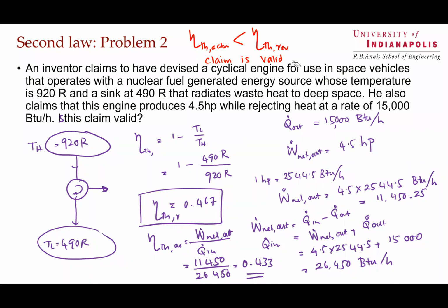So first we find the theoretical efficiency, and then we find the actual efficiency and compare them. If you get actual efficiency greater than the theoretical efficiency or the reversible efficiency, then that is not possible.